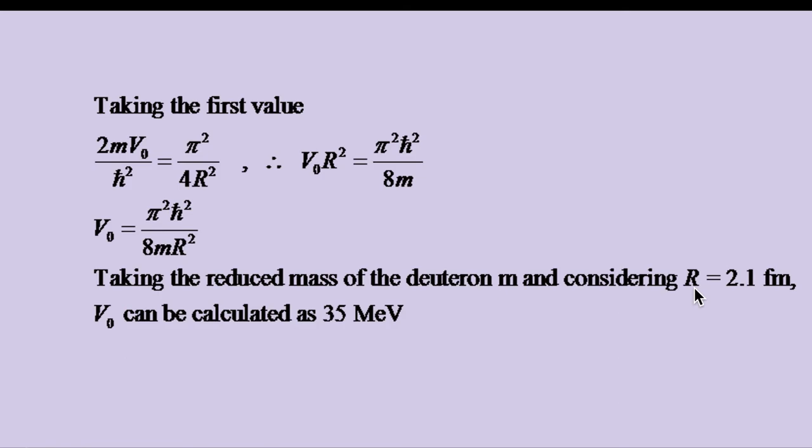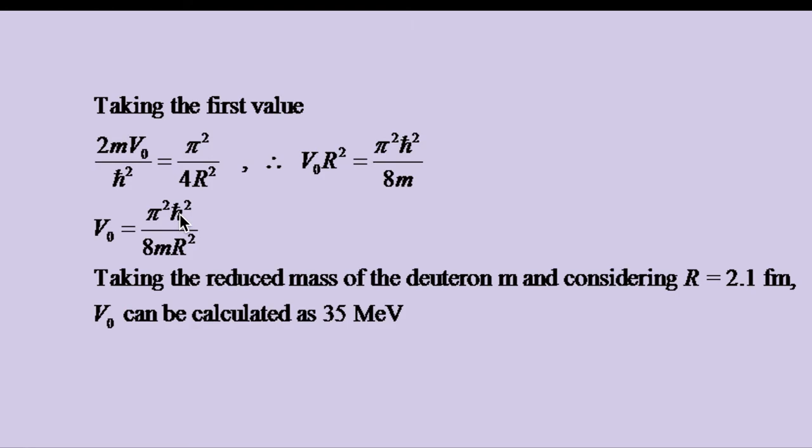And considering this capital R is equal to 2.1 femtometer. These are some experimental data that we are getting. Sometimes it is known as the RMS value of the radius of deuteron, etc. That value is nearly 2.1 femtometer. Femtometer, or you can write this as Fermi, 2.1 Fermi, that is into 10 raised to minus 15 meter. This femto stands for 10 raised to minus 15.